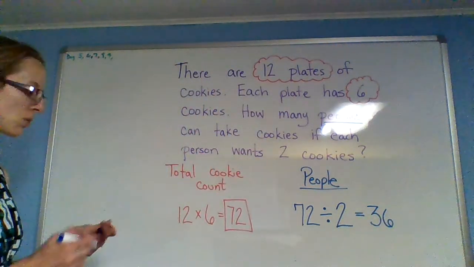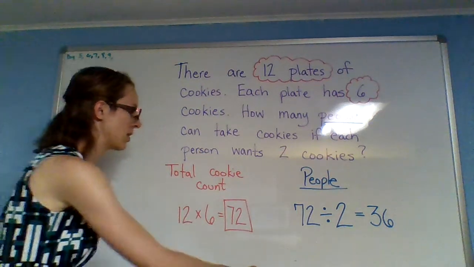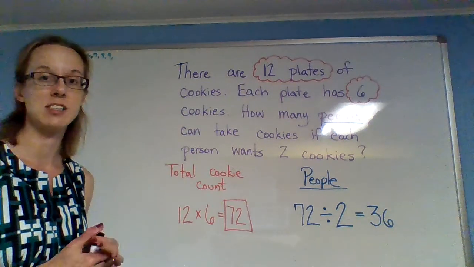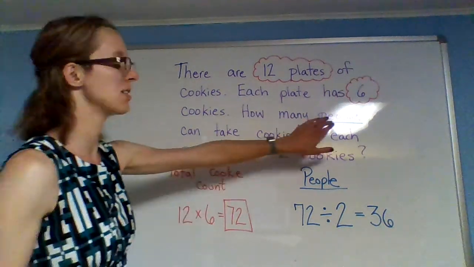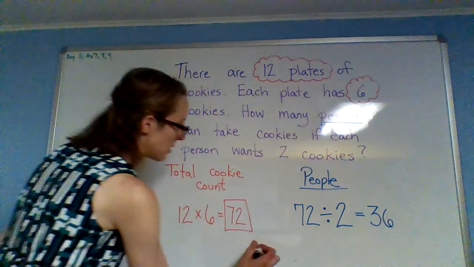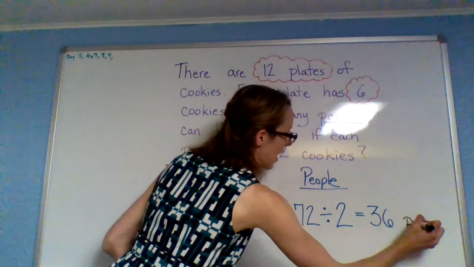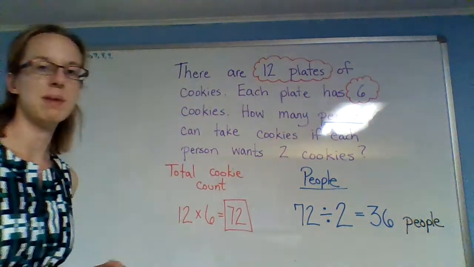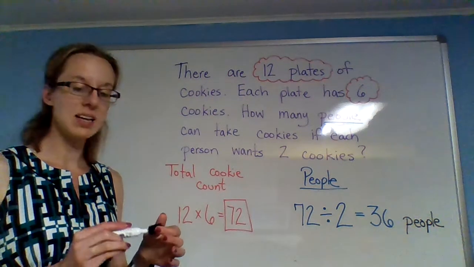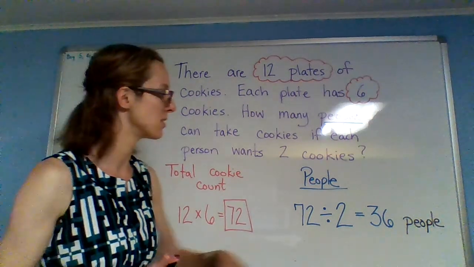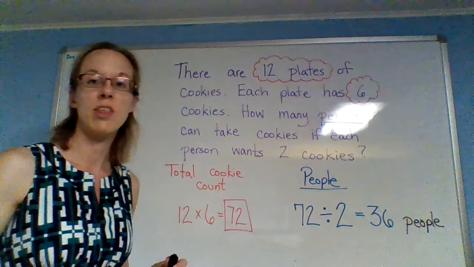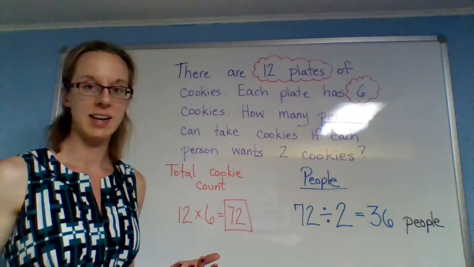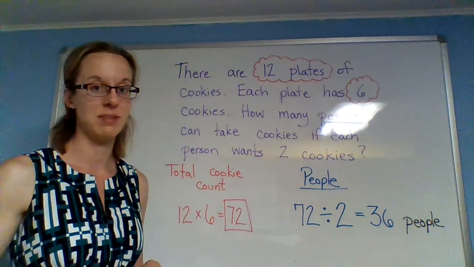When I answer a word problem, I always want to put a unit with it so that I'm not confused on what it means. 36 doesn't mean 36 cookies, because it really means 36 people. So I want to make sure that I add a unit to the end of my answer so that we're really clear on what it means when we say 36, that we have really figured out how many people we are serving and not how many cookies we have.